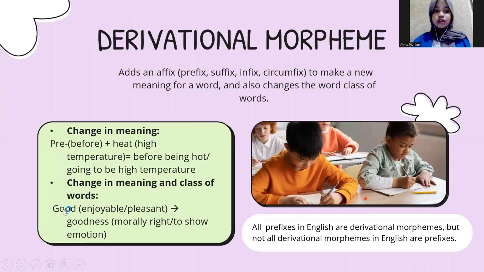I have an example of the word good and goodness. Good is coming from an adjective, means enjoyable or pleasant. If we add the suffix ness, the word class changes to a noun. Goodness means morally right or to show emotion. Note that all prefixes in English are derivational morphemes, but not all derivational morphemes in English are prefixes.